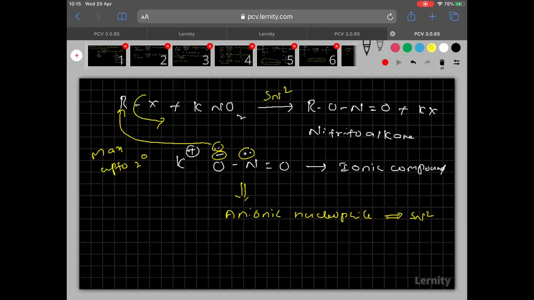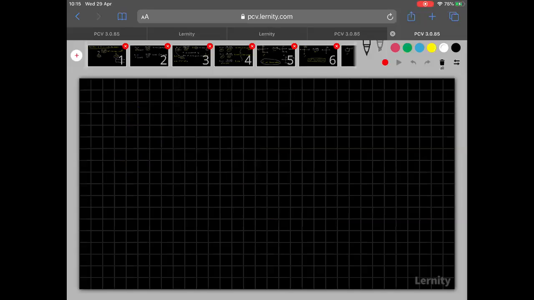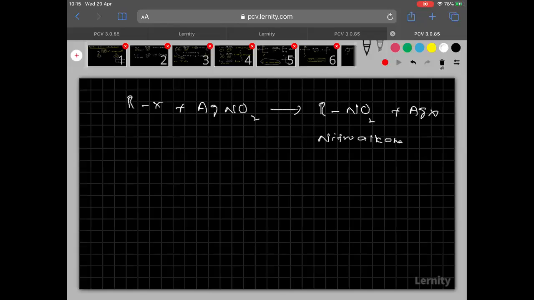Okay, then what about the AgNO2? That we are going to see now. RX when treated with AgNO2, then what is the product formed? You know, RNO2 is formed here plus AgX. So what is the name of RNO2? Remember everyone, RNO2 is called as what? Nitroalkane. RNO2 is called nitroalkane.